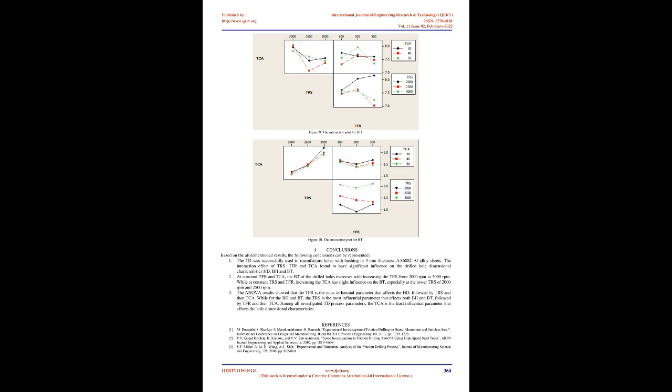3.5 The ANOVA results. Tables 2 to 4 show response table for S/N ratios, based on the larger is better criteria for HD, BH, and BT. Hole characteristics resulted from ANOVA calculations.